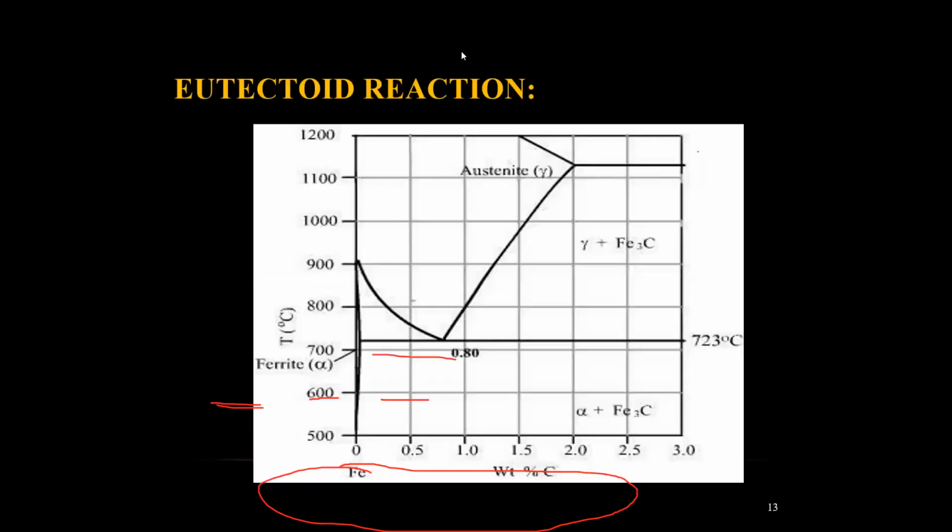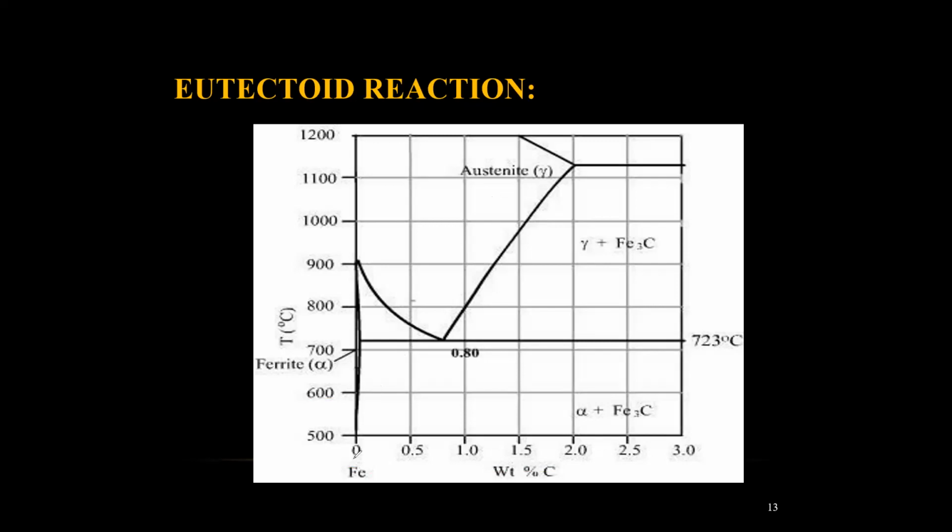Here you can see the actual phase diagram taken from the iron carbide equilibrium diagram. This is not the complete iron carbide equilibrium diagram; only a particular portion is given here.